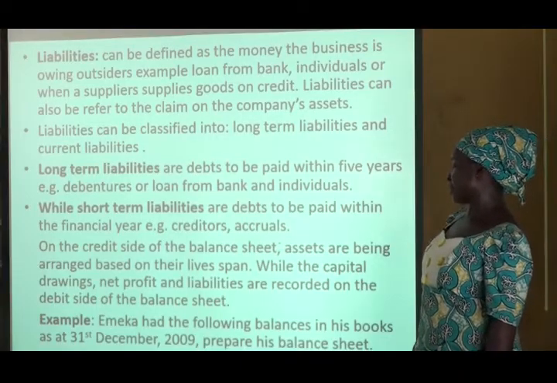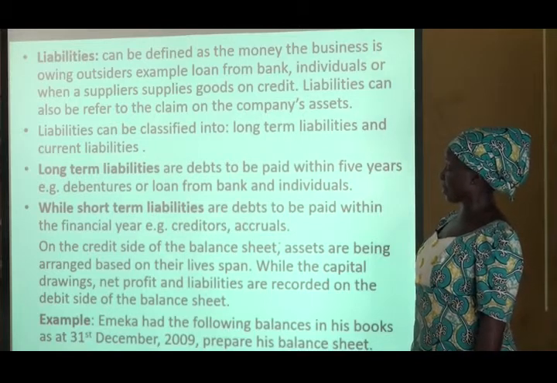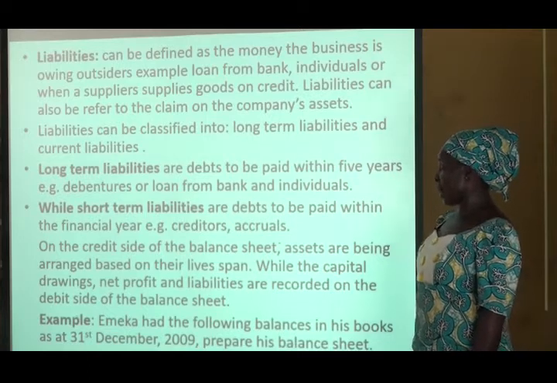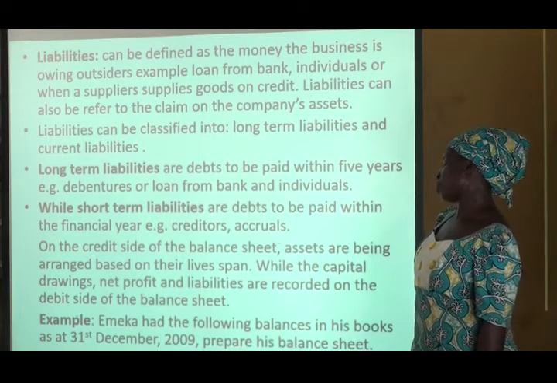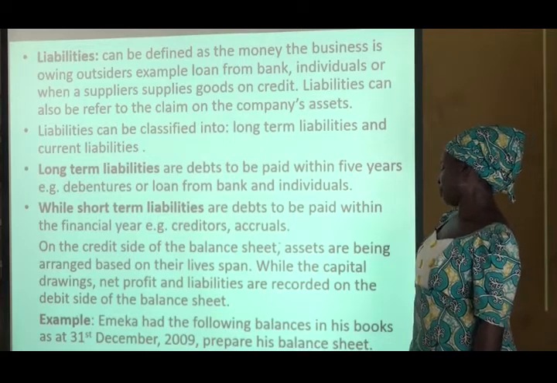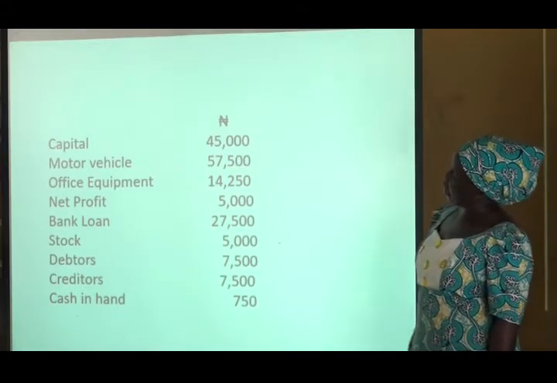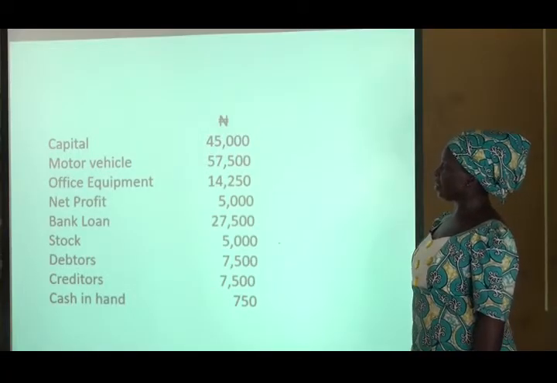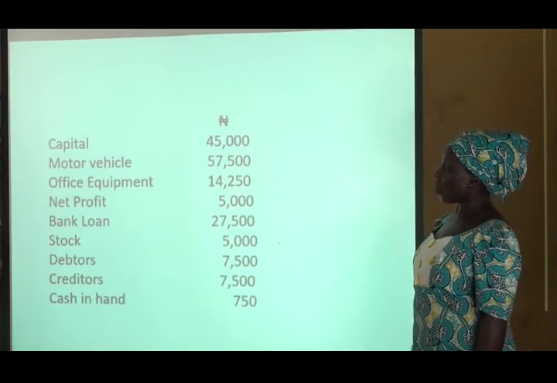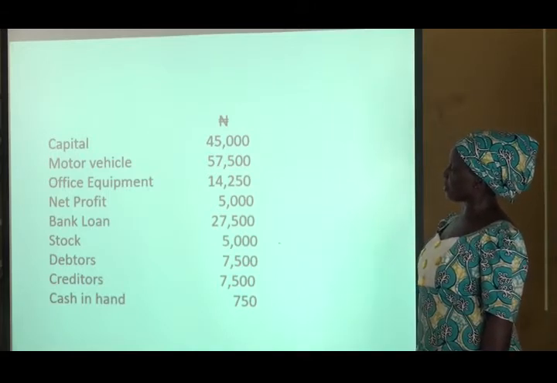Now, we have an example of a preparation of a balance sheet. Emeka has the following balances in his books as at 31st December 2009. Prepare his balance sheet. The information is as follows. We have capital, 45,000 naira. Motor vehicle, 57,500 naira. Office equipment, 14,250 naira. Net profit, 5,000.